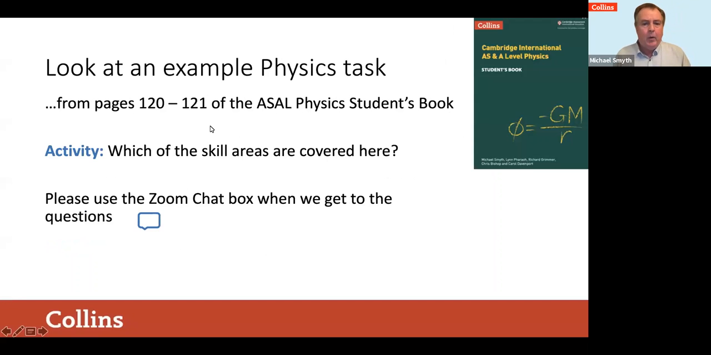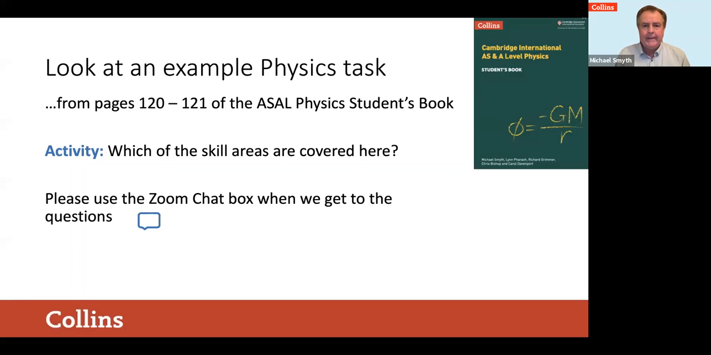Okay. So what we're going to do now is look at an example physics task. For those of you who aren't physics specialists, don't worry. We're going to have a look at a biology one and a chemistry one as well. But this physics task is taken from pages 120 and 121 of the Collins AS and A level physics student book. And this book has been written specifically for the Cambridge syllabus 9702. And as you can see from the image up on the right, it's endorsed by Cambridge for full syllabus coverage. So they're happy that it covers everything that we need to do.